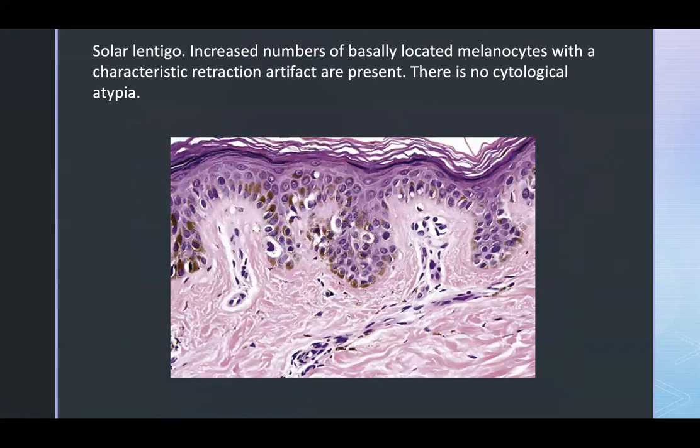Here's another example of solar lentigo with increased numbers of basally located melanocytes within a characteristic retraction artifact. But there's no cytologic atypia here to make you worried about a dysplastic, junctional, or even evolving melanoma in situ.